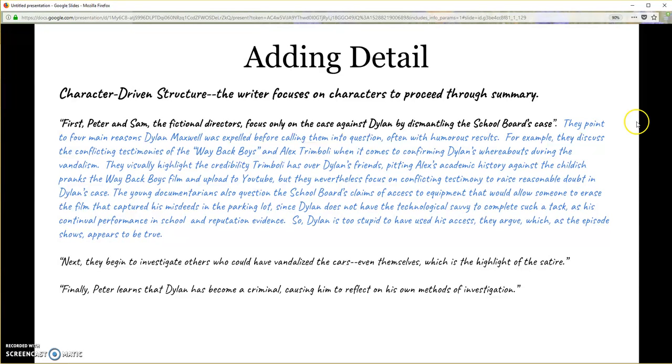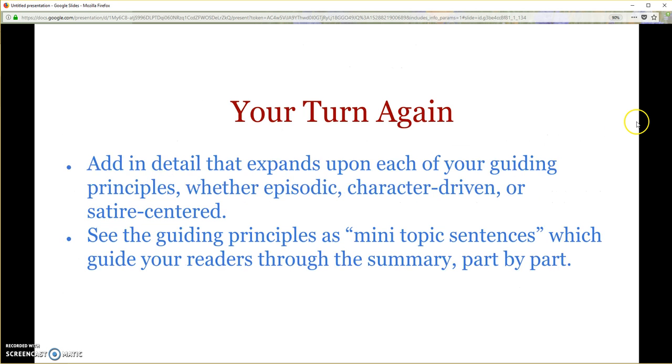The young documentarians also question. So again, I'm not going point by point. I'm highlighting, but I am acknowledging the overall structure of the 4 main reasons. And that's a way forward for you to acknowledge the full structure, but then to highlight a couple of examples, right? So that's something I want you to think about today as you are, again, adding in detail that expands upon each of your guiding principles, whether you've chosen episodic, character-driven, or satire-centered.